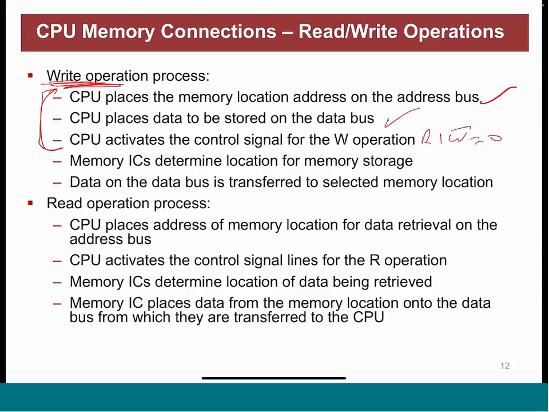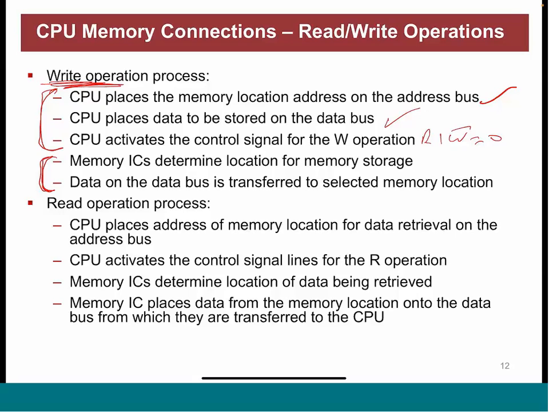And then next, once the memory received the address and the data, it will determine the location for memory storage, and data on the data bus is transferred to the selected memory location. This is performed by the memory chip. So it takes the address, it takes the data, it goes to that address, and then it overrides whatever is built in that address with the new data. And that's it.